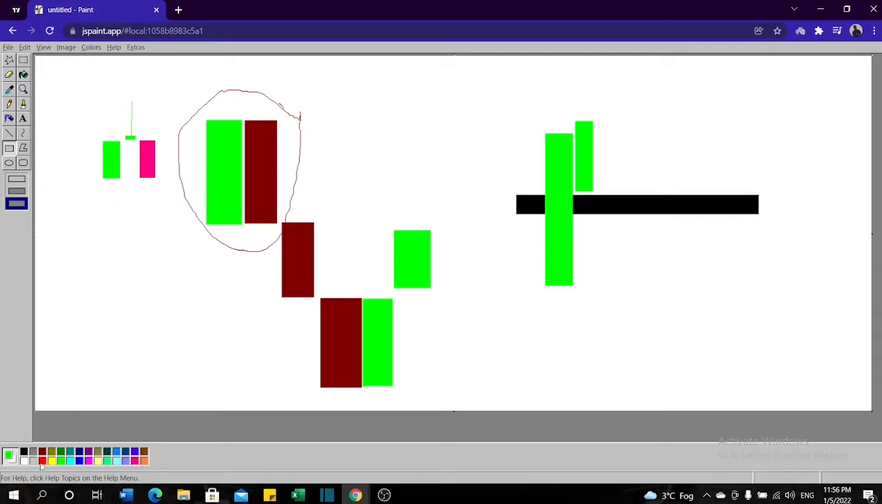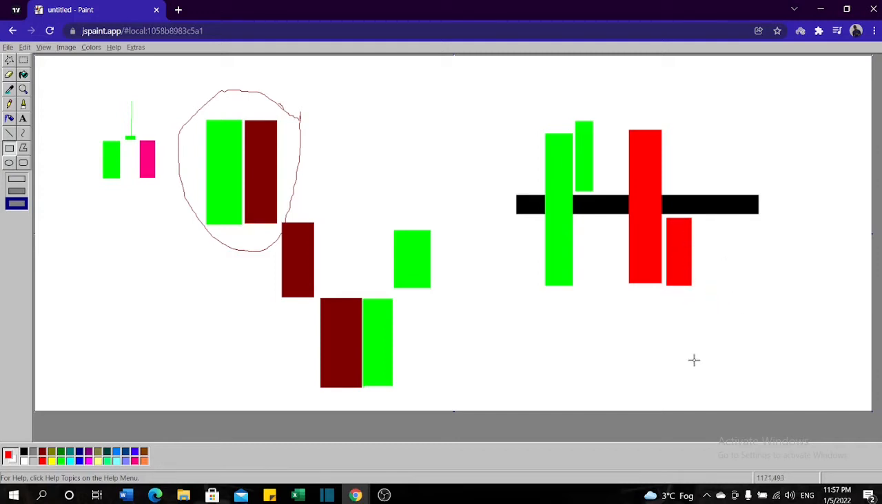And in case it's a downtrend, giving an example of a downtrend now, the only way I'm going to confirm that a psychological level has been broken is if I have a bearish candle that opens up and closes below this psychological level.